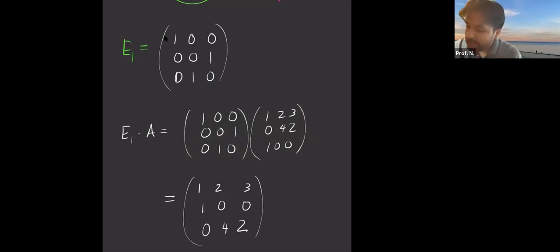So this is the elementary row operation matrix. This is the elementary matrix that swaps row 2 and row 3. You guys see that? This is the elementary matrix.